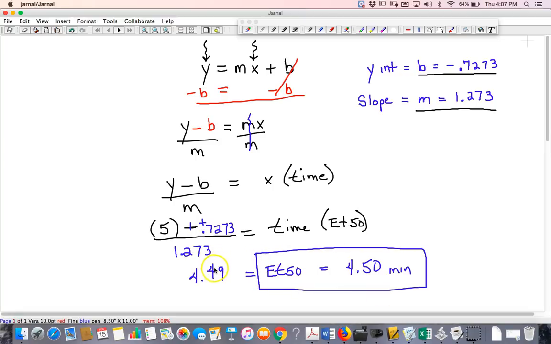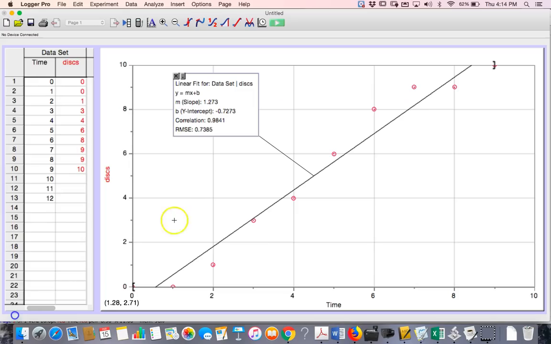You're going to do this every time for every test that you made. So if you did 3 trials for, let's say, a certain color of light, you're going to do this 3 times. Every time I want you to calculate the ET50. If we go back to our graph, this 4.5 is the result of finding, at the fifth disk, what the time was using the linear regression. You can see that the fifth disk is about 4.5 if you roughly eyeball it. So that's what we do there. So what are you going to do now?